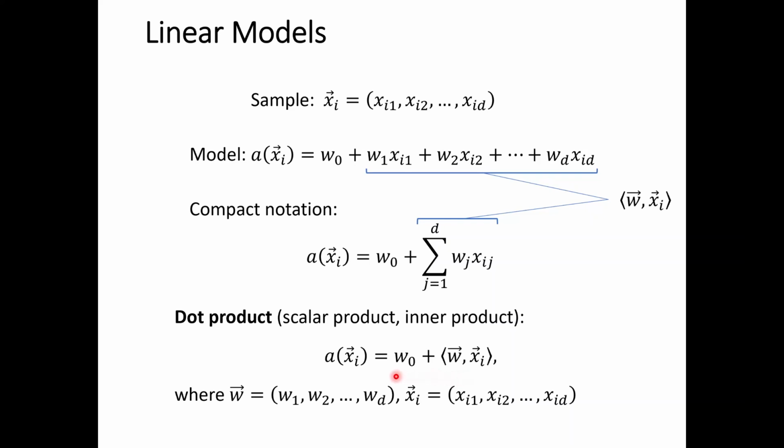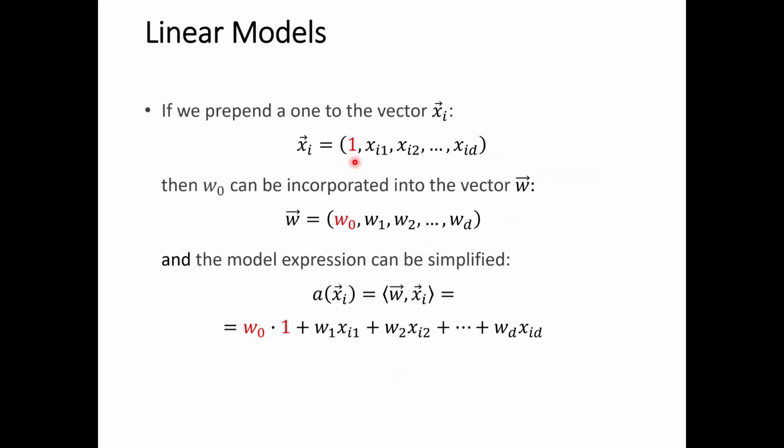But the bias is still handled separately. Is there a way to include it into the dot product? If we prepend a 1 to the vector x_i, then w0 can be incorporated into the vector w, and the model expression can be simplified like shown here. This way, we have reduced the linear regression model to the dot product of two vectors, the feature vector and the parameter vector.